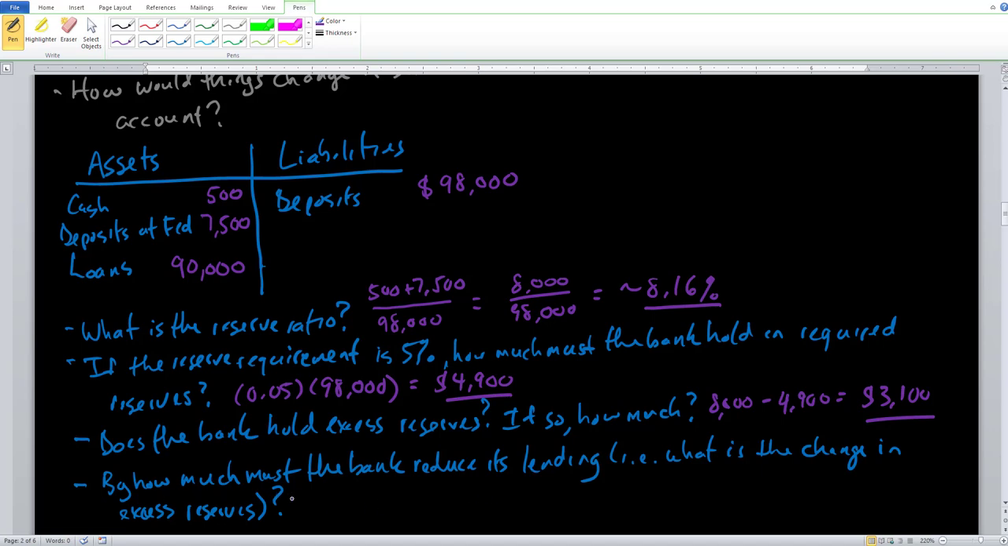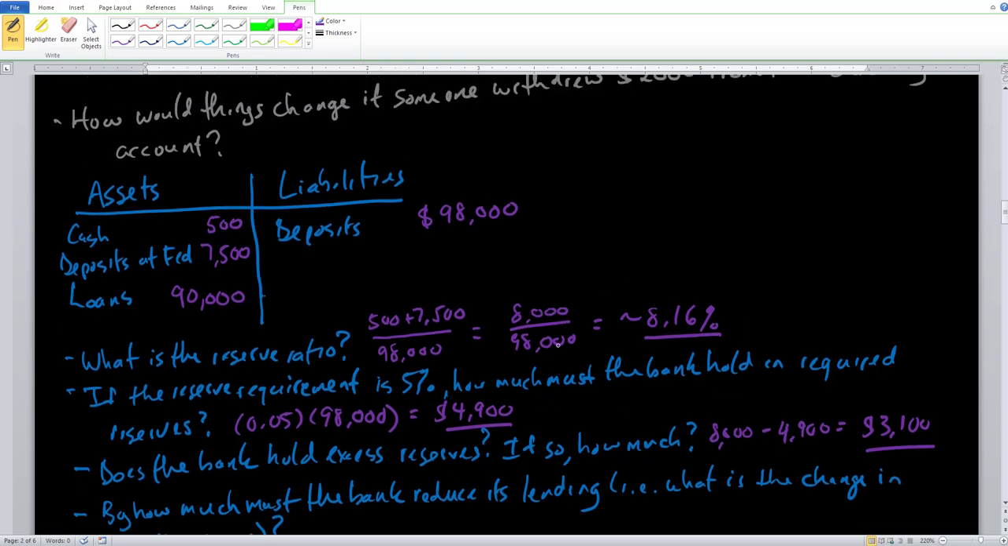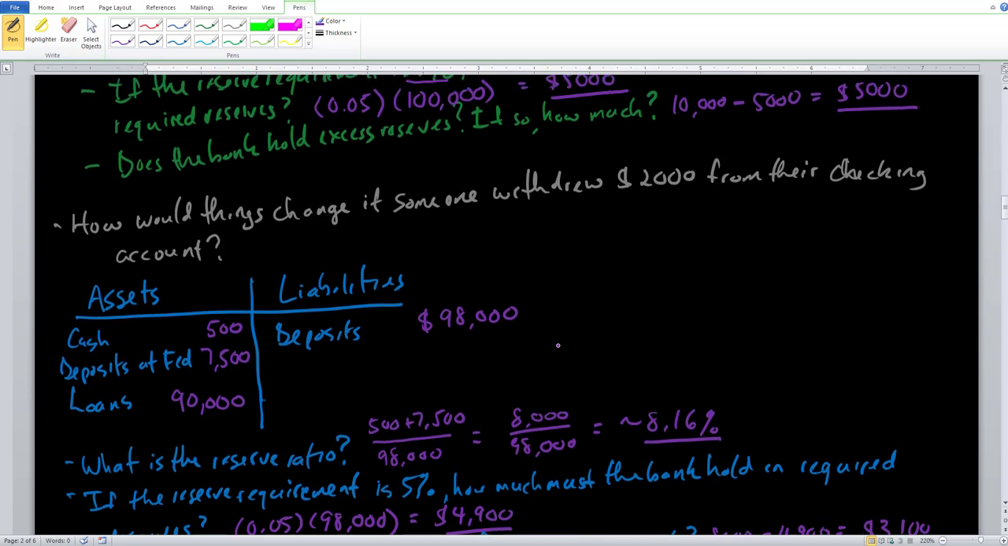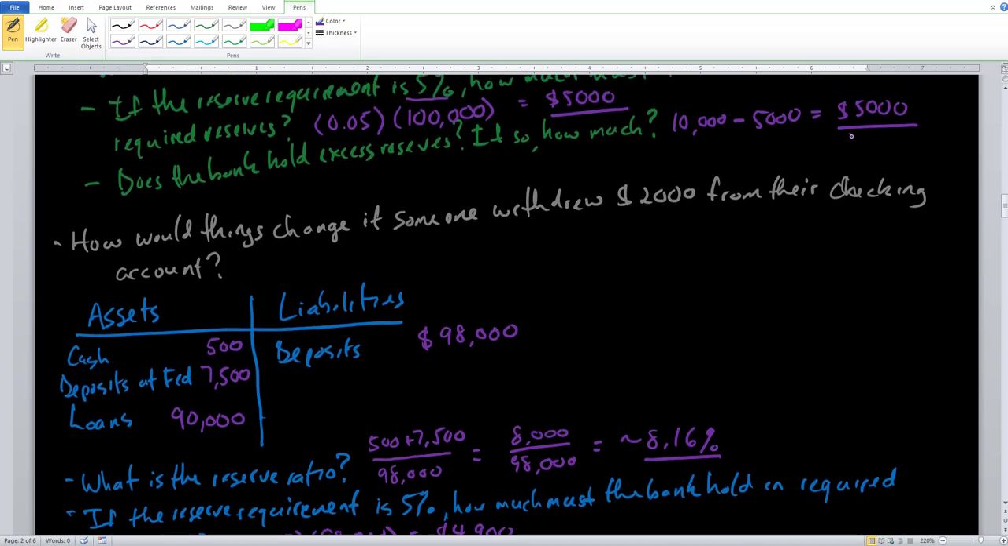So by how much must the bank reduce its lending? Remember, anytime we talk about lending, we're talking about excess reserves. So another way that we can ask this question is, what is the change in excess reserves? The easiest way to go about this is to take a look at the excess reserves from balance sheet number 1. Our excess reserves were equal to 5,000 from before.